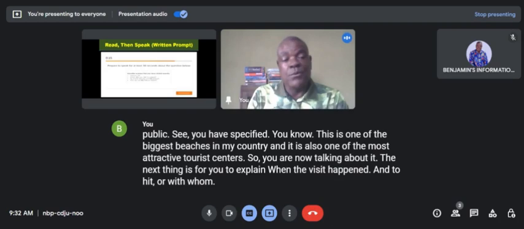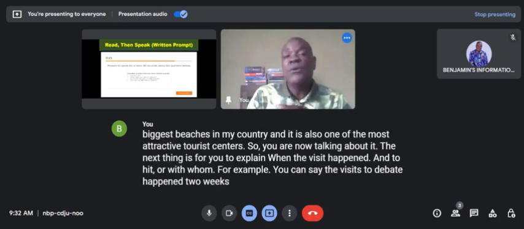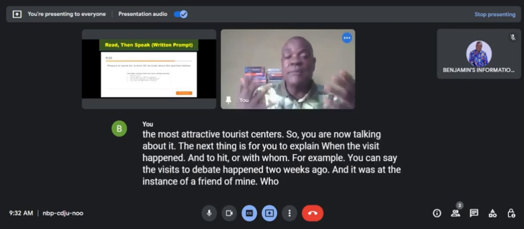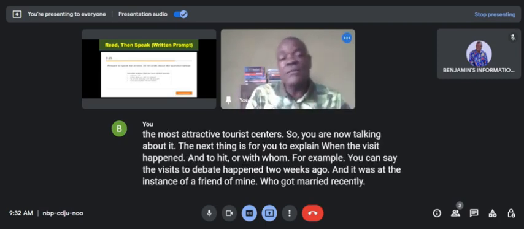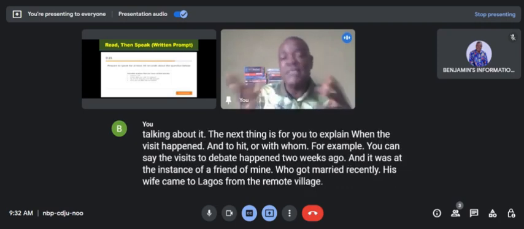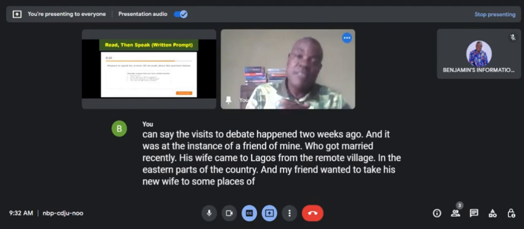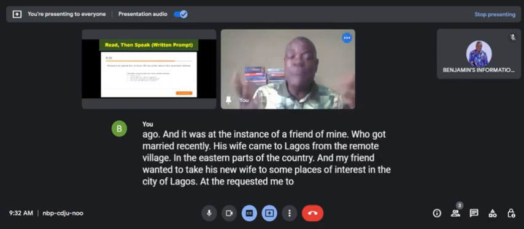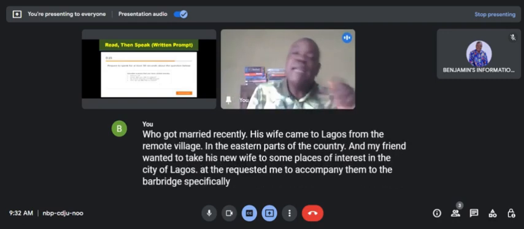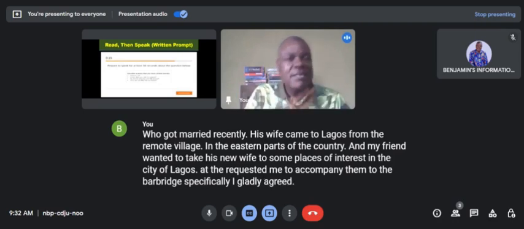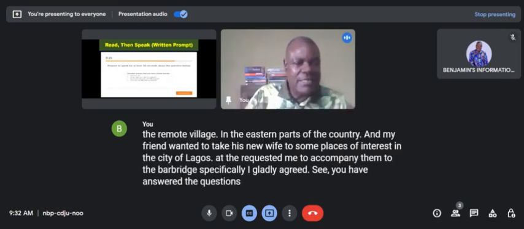For example, you can say the visit to the Bar Beach happened 2 weeks ago, and it was at the instance of a friend of mine who got married recently. His wife came to Lagos from a remote village in the eastern parts of the country, and my friend wanted to take his new wife to some places of interest in the city of Lagos. As they requested me to accompany them to the Bar Beach specifically, I gladly agreed. See, you have answered the questions while also relating your experience.